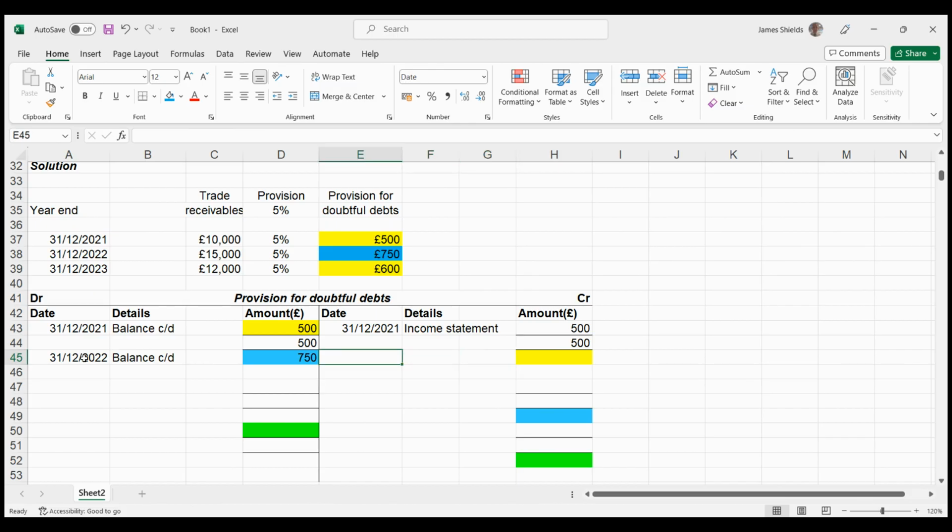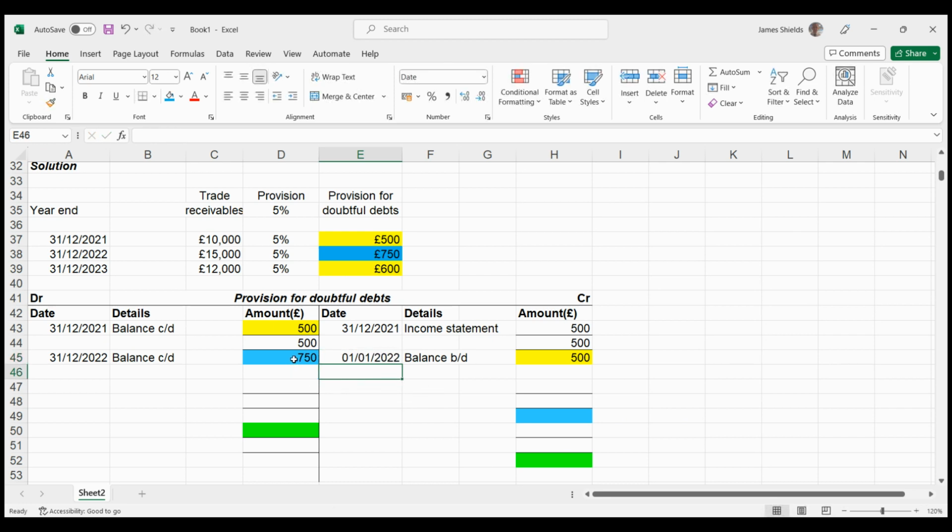Now, the balance brought down at the beginning of the year was last year's carried down figure. So, carried down on the debit means brought down on the credit. So, balance brought down. Now, maybe an idea to have done that before the balance carried down. So, it's £500. And it's the beginning of the year. So, it'll be the 1st of January 2022.